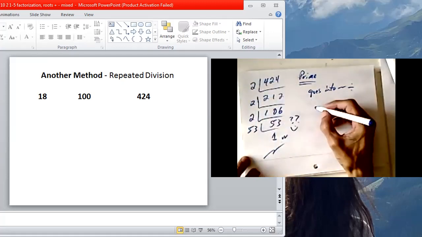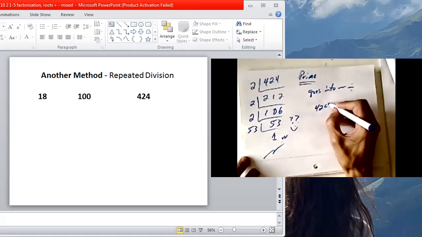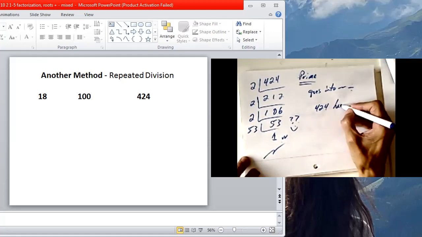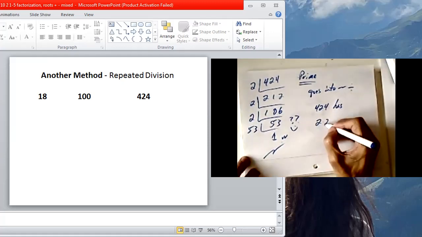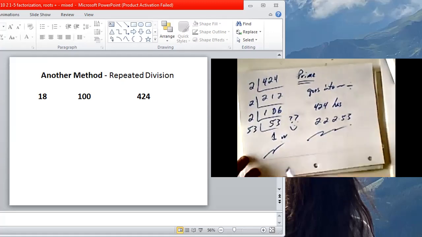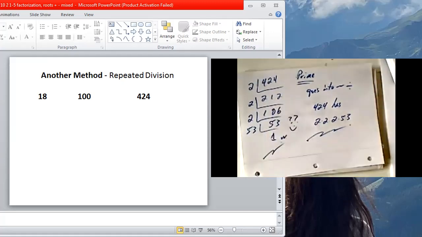So what's the factorization? We got 424 as 2 times 2 times 2 times 53, as we saw in the earlier question. Just a different style there.